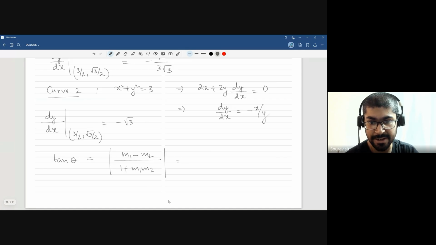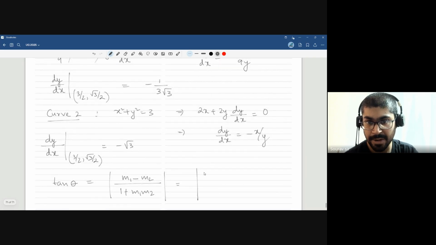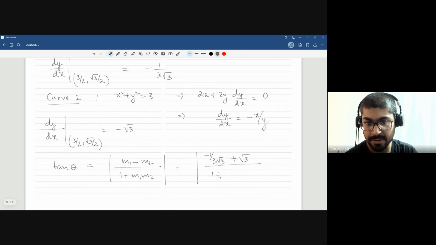Put the values here again. You have m1, you have m2. So if you put the values, you will get m1 minus 1 by 3 root 3 minus of minus root 3, so plus root 3, divided by 1 plus, there are both negatives, so I am just writing plus again, which is 2 by root 3.